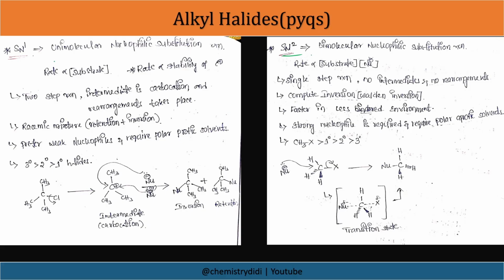All right. So what does SN1 mean? It is a unimolecular nucleophilic substitution reaction, and SN2 means bimolecular nucleophilic substitution reaction. Here it is 1 because the order of the rate of reaction is 1. It depends only on the substrate. Substrate means reactant only. Here the substrate is alkyl halide. Or you can say the rate is directly proportional to the stability of the carbocation.